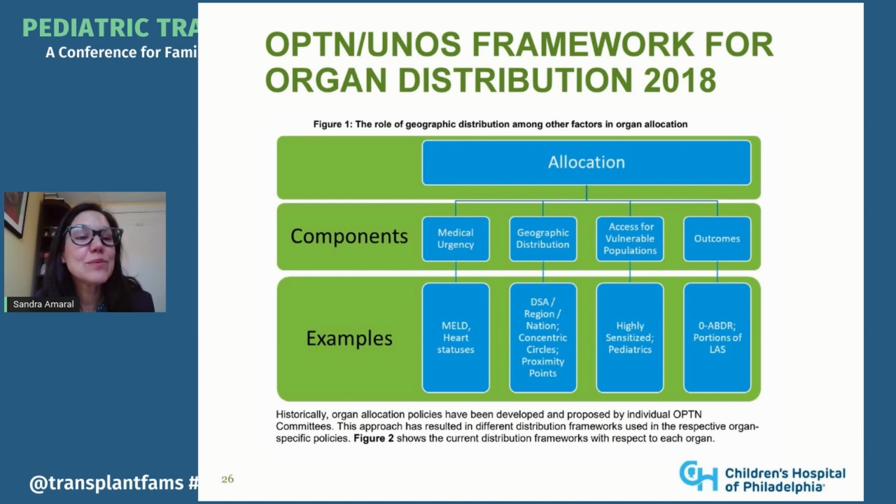Also considering vulnerable populations like children and highly sensitized patients for whom it may be harder to have a compatible match. And then outcomes too, thinking about giving priority to the people who are really going to do the best, like perfect matches, zero antigen mismatches, and certain populations in the lung transplant population.